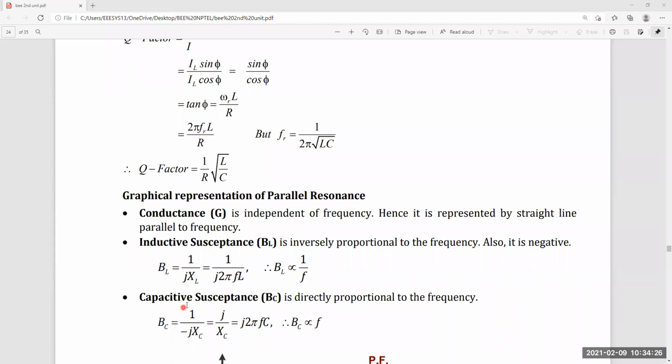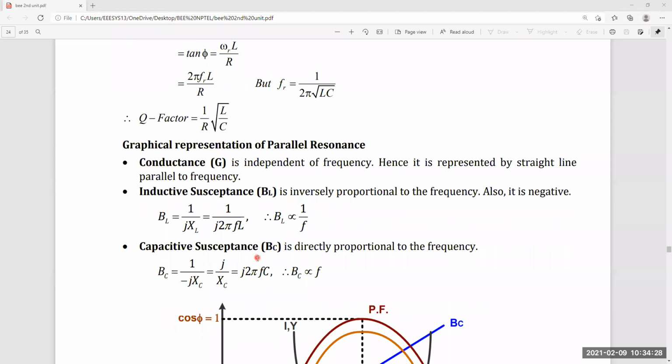And the capacitive susceptance is BC, which is directly proportional to the frequency. So BC is equal to 1 by minus j XC. This is called capacitive susceptance. XC is equal to 1 by omega C, 1 by j omega C. You know well, XC is equal to 1 by omega C.